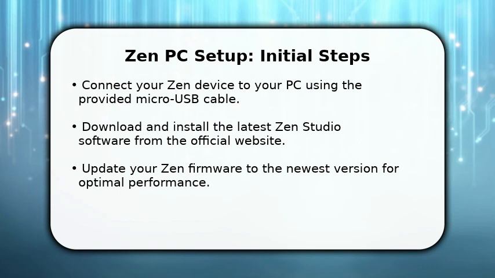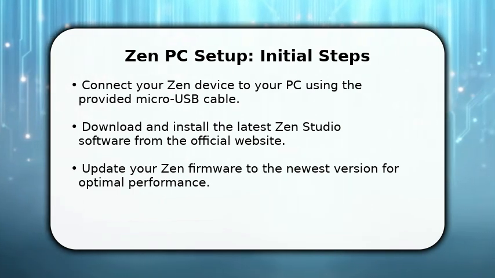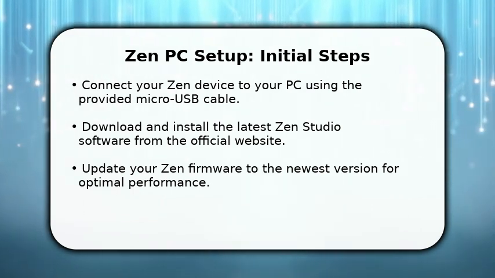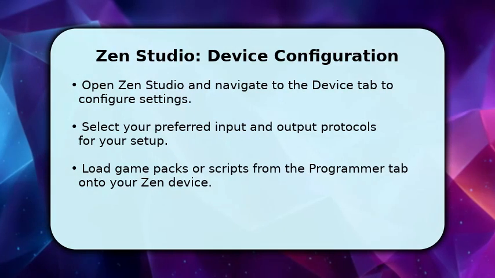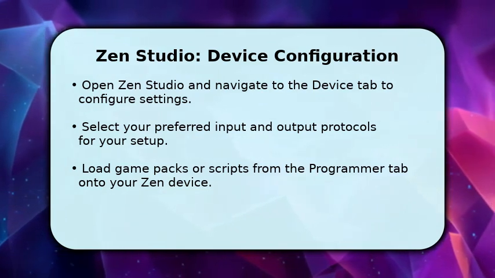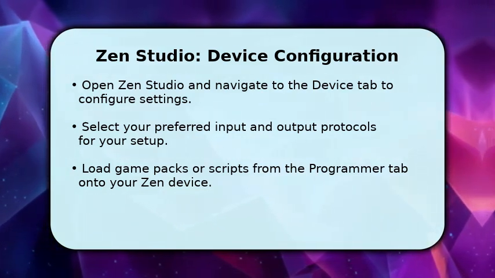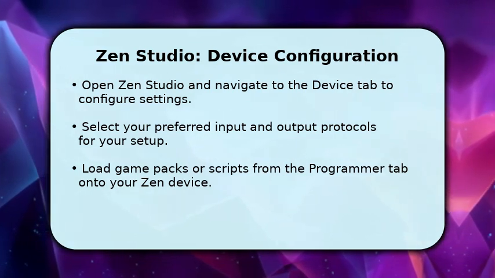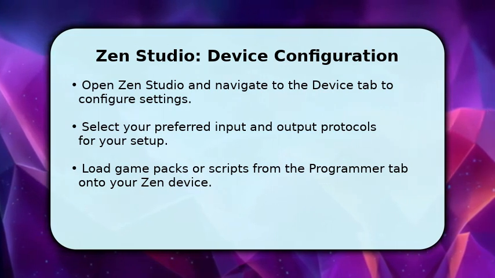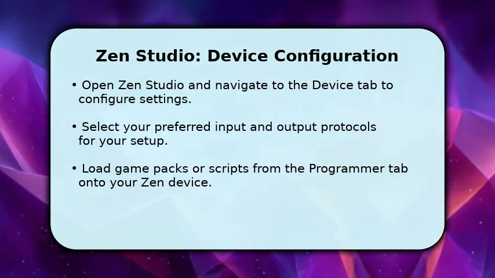This crucial step ensures compatibility and unlocks all the newest features, providing you with the best possible experience right from the start. Once Zen Studio is running, head over to the Device tab. Here, you can fine-tune various settings to match your specific gaming setup. It's important to select the correct input and output protocols, whether you're using a PlayStation, Xbox, or PC controller.